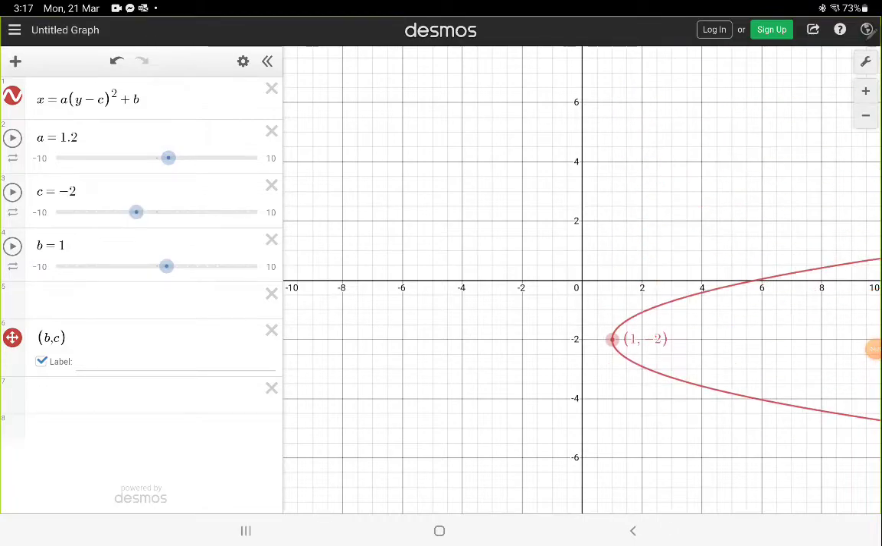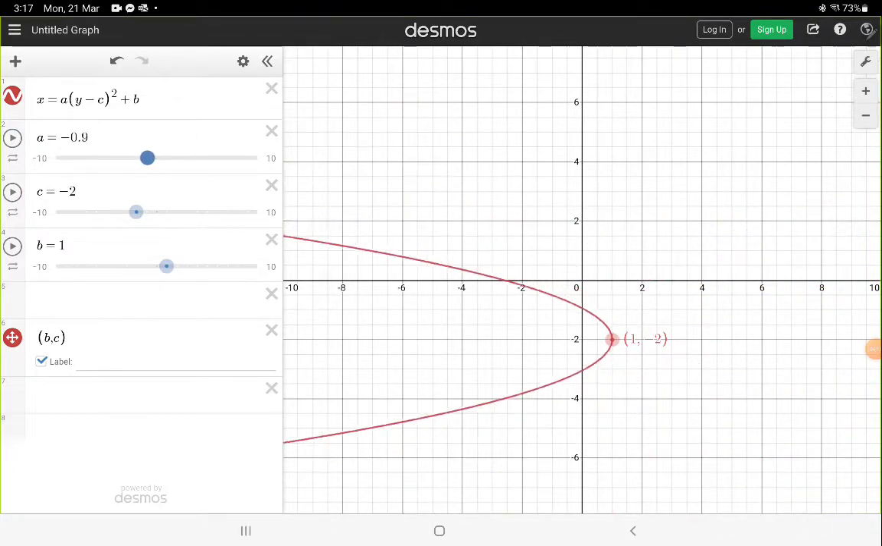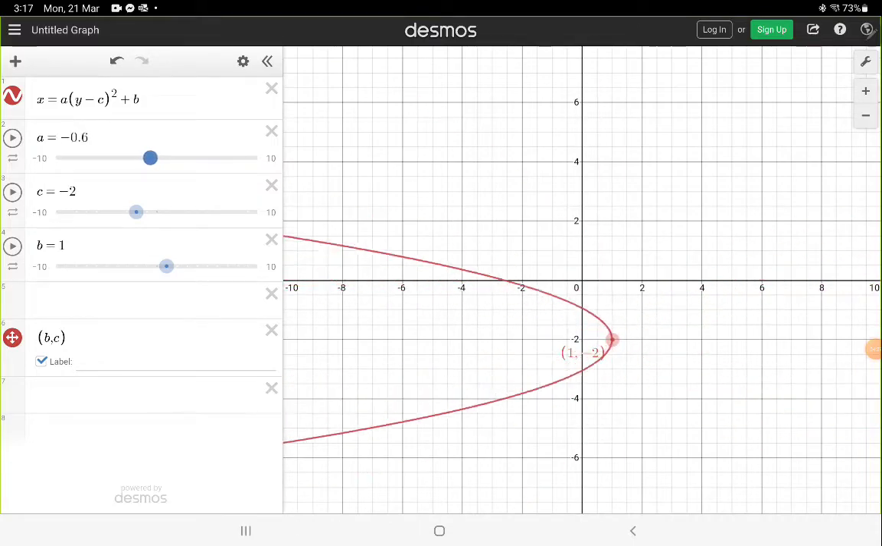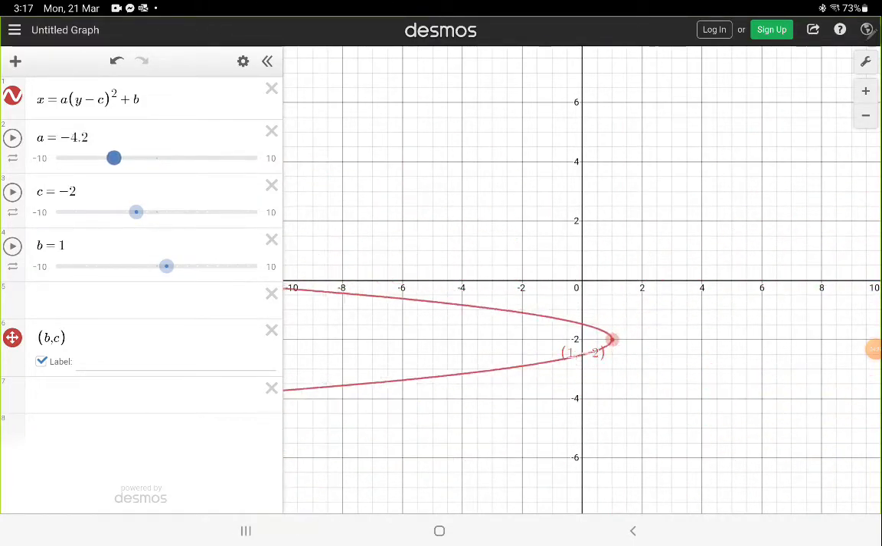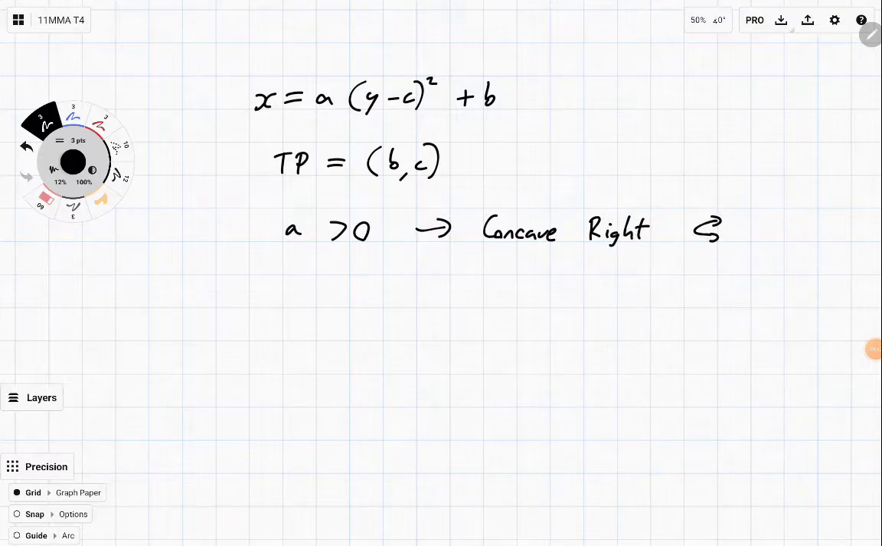Now what's going to happen when a becomes negative? I want you to, in your head, just have a quick prediction as to what you think it's going to look like. So it's going to get close to 0, and then it reflects to the left. And so instead of having concave up and concave down, we're going to have concave right and concave left. But no matter what our a value is, it is always going to be a relation. We're never going to get a function like this. So we have the turning point is (b, c). We know that when a is positive, we're going to get concave right. And when a is less than 0, that's going to be concave left.